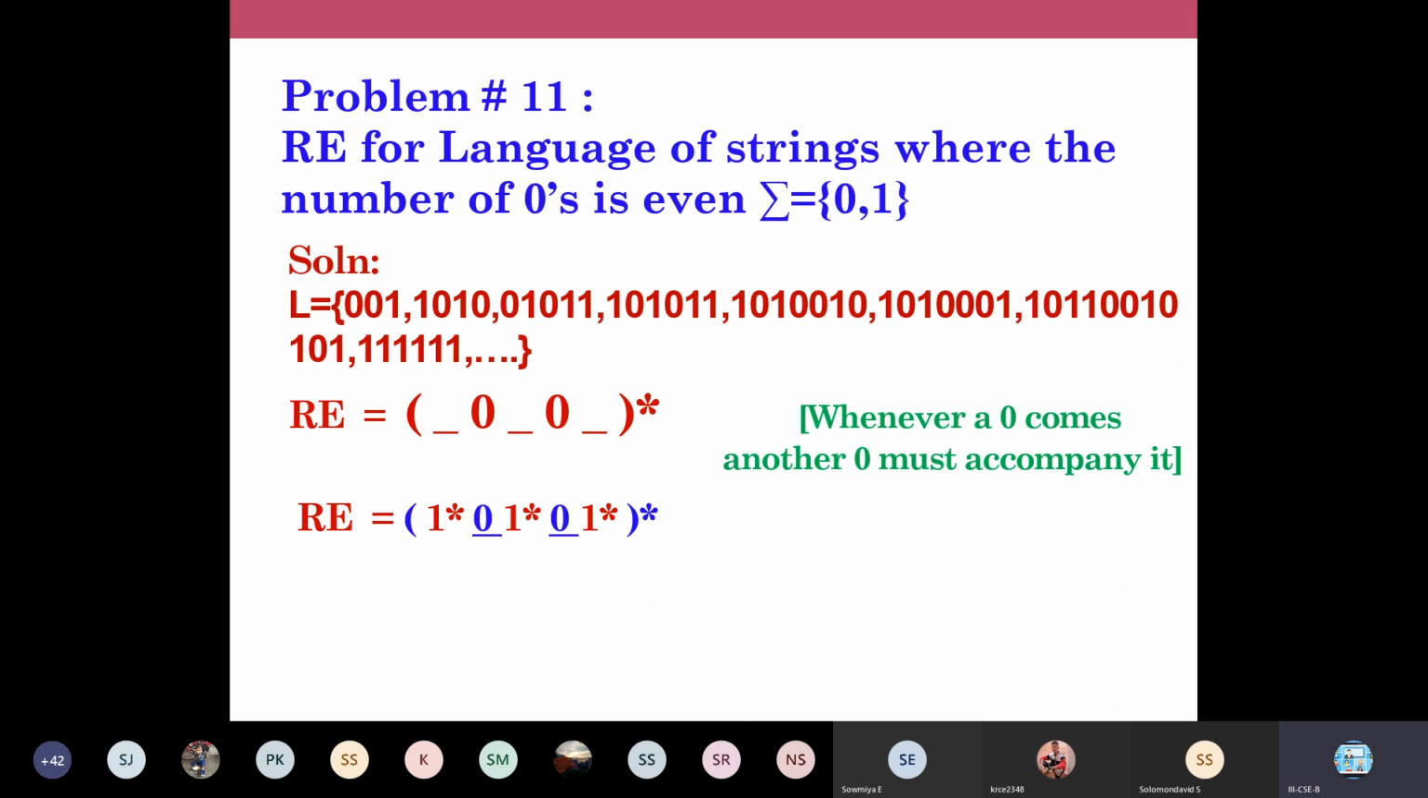As I told you in the previous classes, even number means even zero occurrences is also considered even. It means that your string might not contain zero at all. Watch the last string in your language. I've written the last string without any zeros, just simply ones alone. So it has zero number of zeros, and such strings also your regular expression must accept.